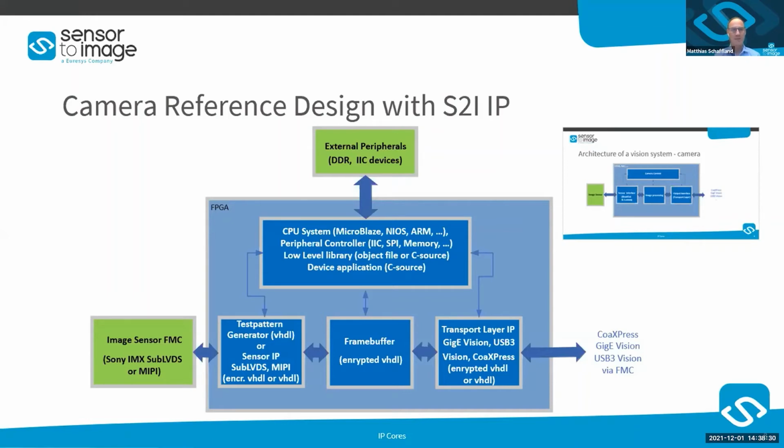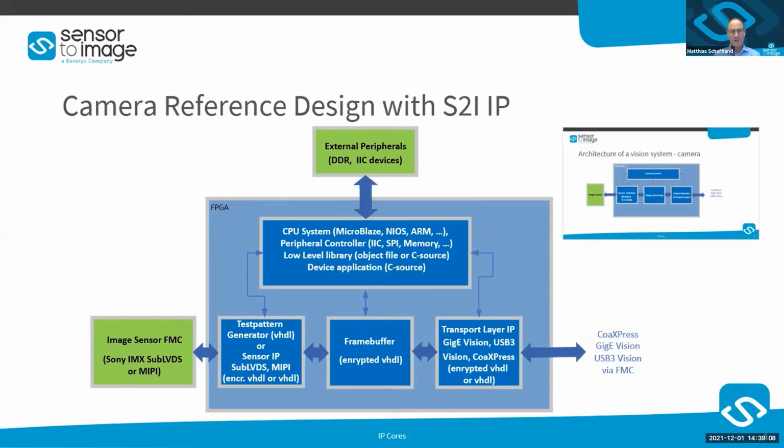On top of that, we have a CPU system. CPU system means we have a processor like a MicroBlaze, NIOS, or ARM system, but also peripheral controllers like an I2C controller, SPI controller, and a memory controller, a DDR memory controller, to interface to external memory. So if we use a frame buffer here, the access to the external memory is not done directly from the frame buffer. We use standard IP cores from the FPGA manufacturer.